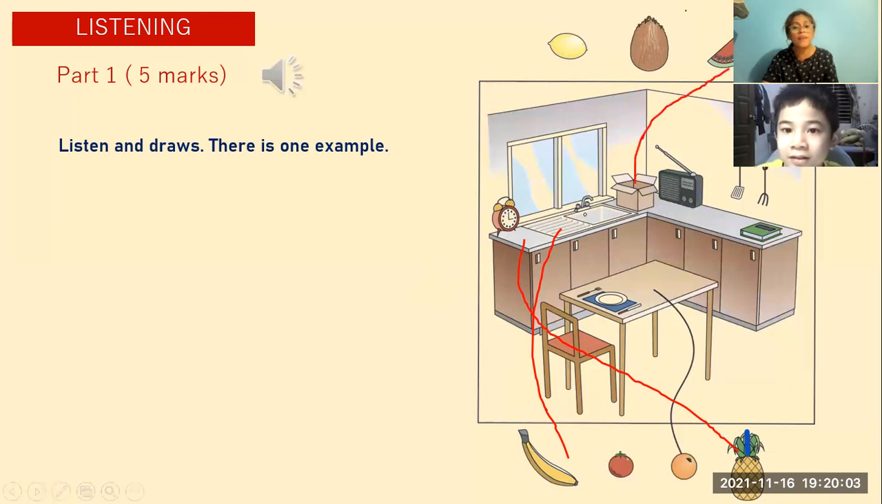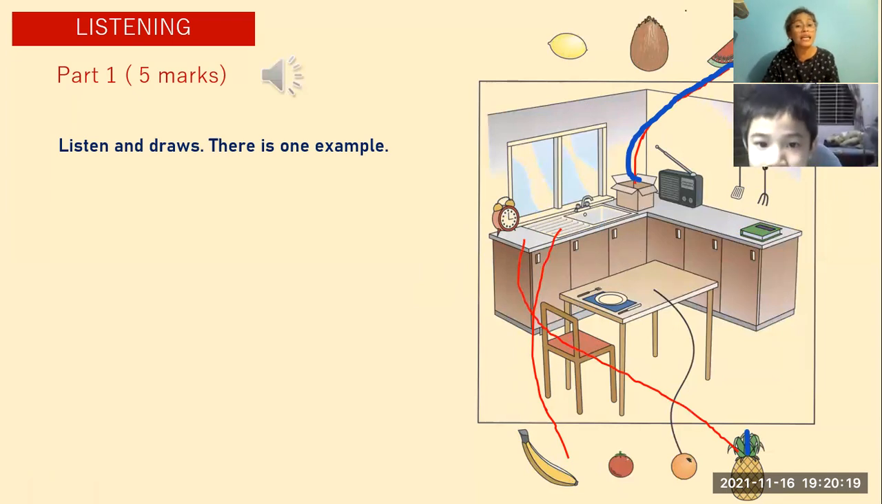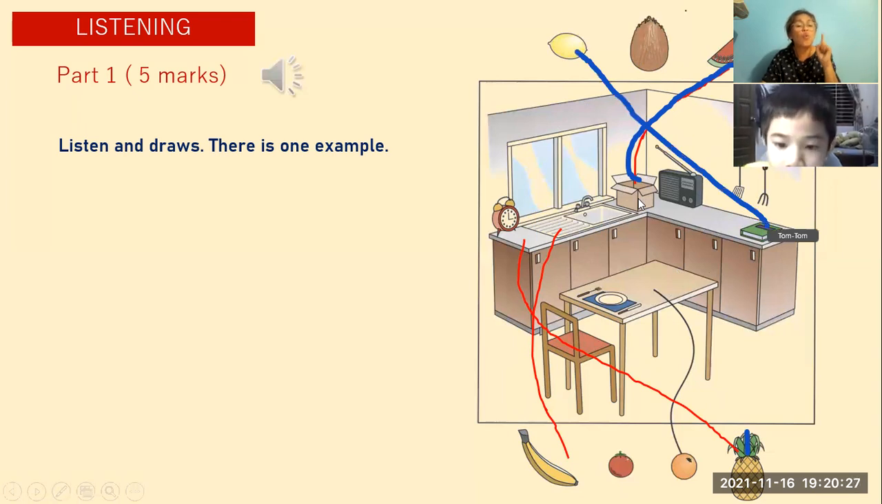What is this, Tom? This is a... What is this? Watermelon. Where is the watermelon? Watermelon is where? It's in the box. Okay, it's in the box. Next, the watermelon is in the box.